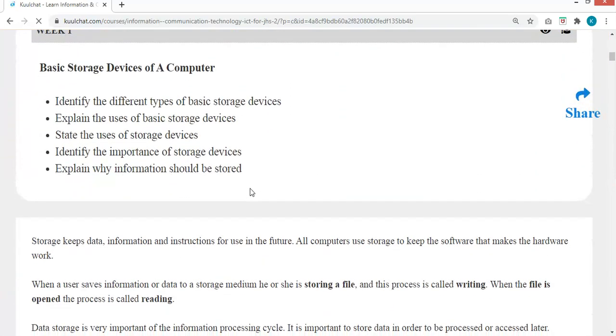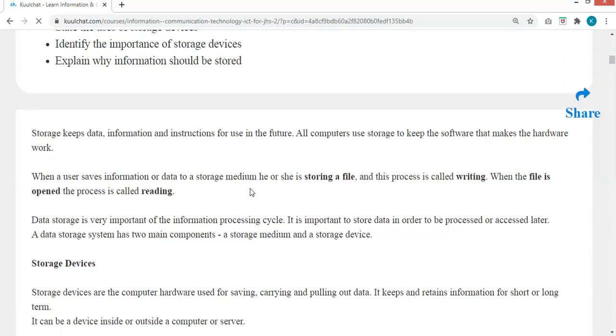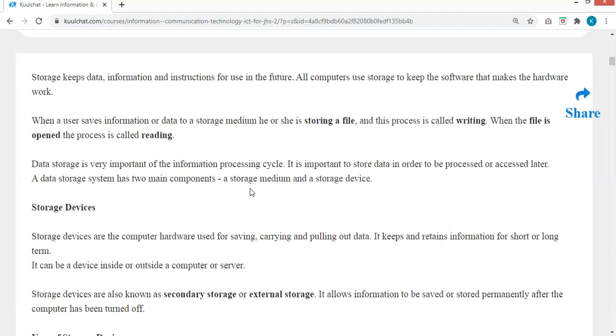Okay. So storage keeps data, information, and instruction for use in the future. The reason why we store is that in the future, if you want this data or information, you should be able to access them. That's why we store information. So anytime you want them, you can just go and access them.